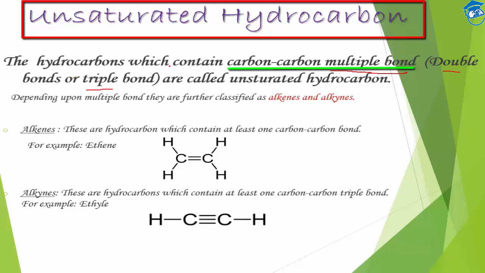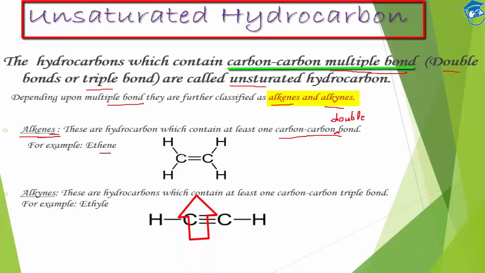So if the hydrocarbons have multiple carbon-carbon bonds, they will be called unsaturated hydrocarbons. Depending upon the multiplicity of the bond, they are classified as alkenes or alkynes. If they have at least one carbon-carbon double bond, then they will be classified as alkenes, ENE. For example, ethene.